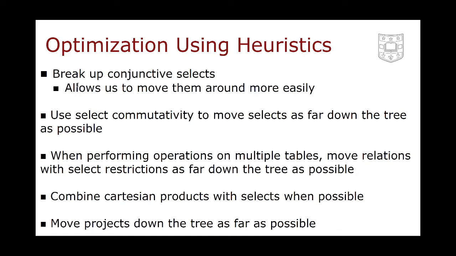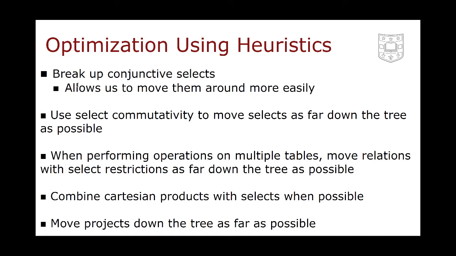So the first rule that we see in our optimization heuristic is to break up conjunctive selects. So what that means is if I have a select operation and it's a compound select operation, it's got a lot of ands and ors, usually ands, we're going to break them up. We're going to split those up into individual select operations. And the whole reason for that is so that I can move those operations up and down the tree to where I need them to go.